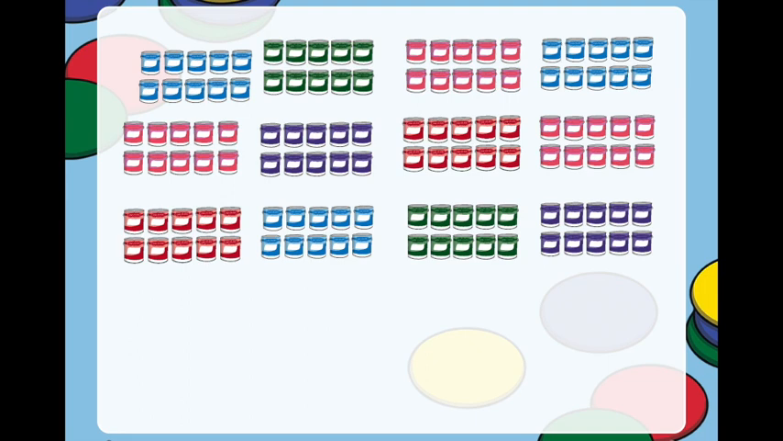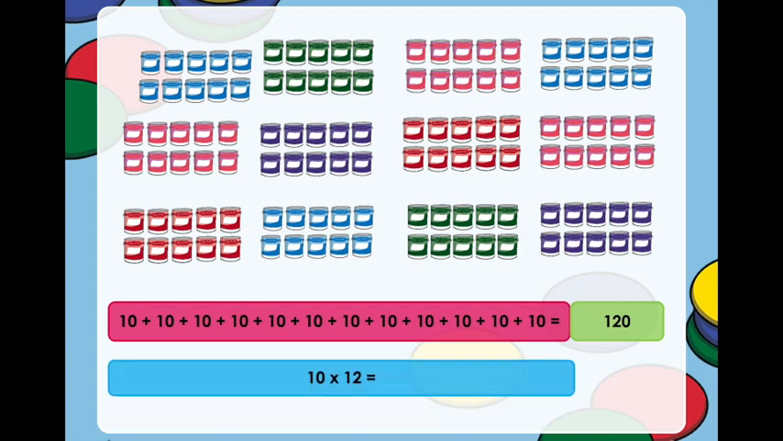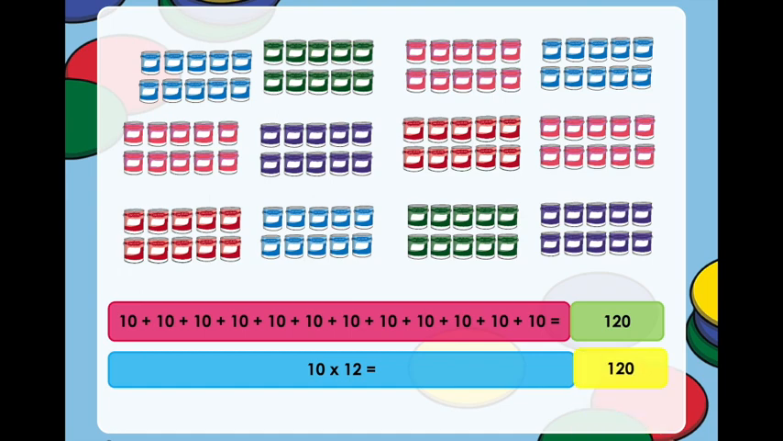Now how many groups do you see over here? We have 1, 2, 3, 4, 5, 6, 7, 8, 9, 10, 11, 12. So we have 12 groups of tons of paint, and in each group we have 10 cans. So we can add the number 10 12 times, and we can count in tens. So 10, 20, 30, 40, 50, 60, 70, 80, 90, 100, 110, and 120. So the answer is 120. We can also say 10 times 12, which is equal to 120.